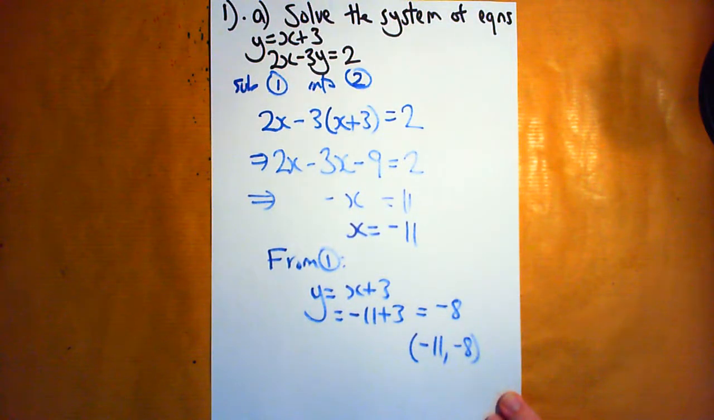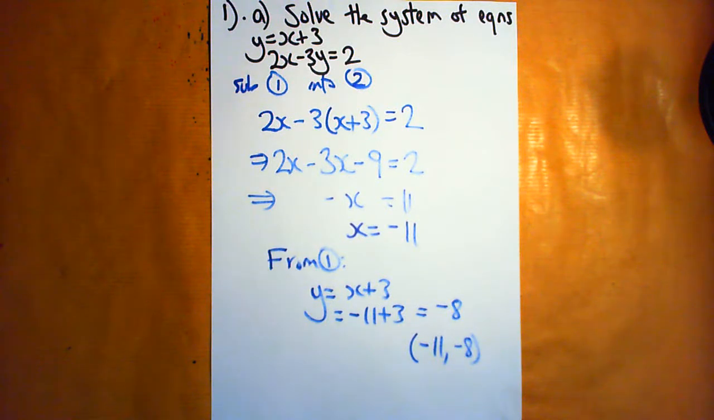Now we should check that. So if we substitute that into equation 2, don't use equation 1 because we've already used that to find what y was. So if we use equation 2, we've got 2 times negative 11, which is negative 22, minus 3 times negative 8, which is 24, so we've got minus 22, plus 24, which is indeed positive 2.